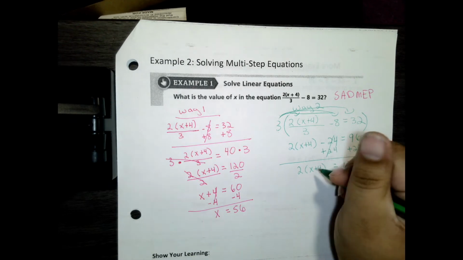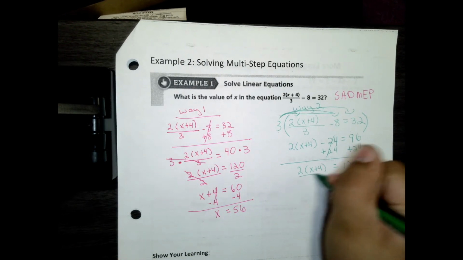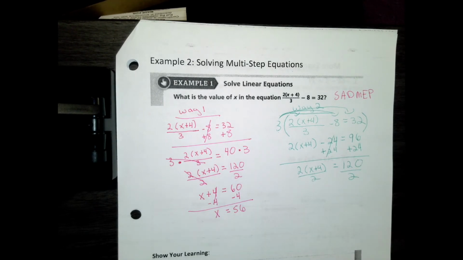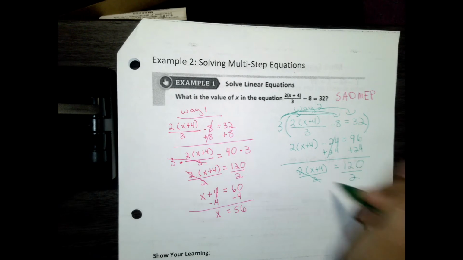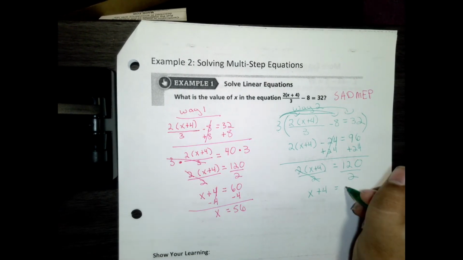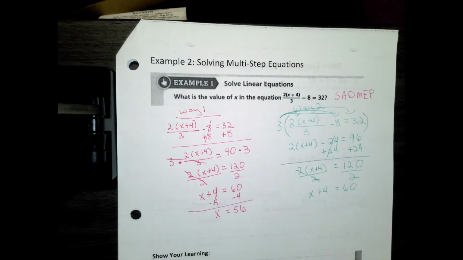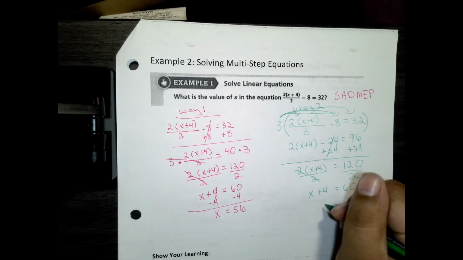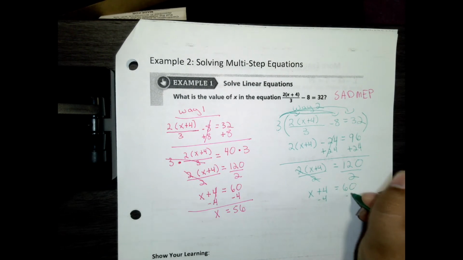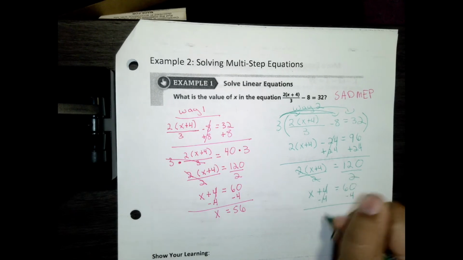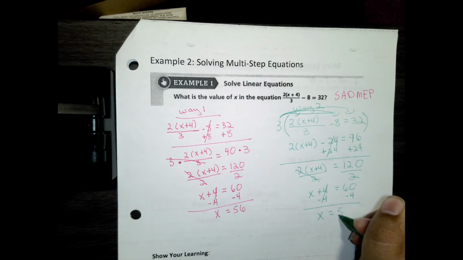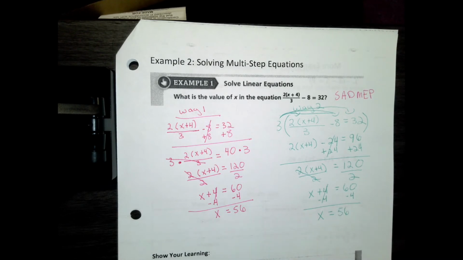Then, what are we going to do? We're going to divide by 2. And last, but certainly never least, our 2's are going to cancel, leaving us with x plus 4 is equal to 60. And then we are going to subtract 4 on both sides. And we end up with the same answer, that our x is equal to 56. Alrighty.